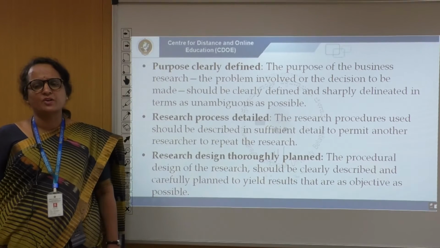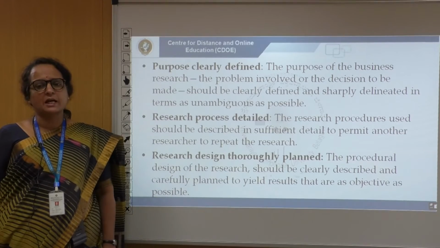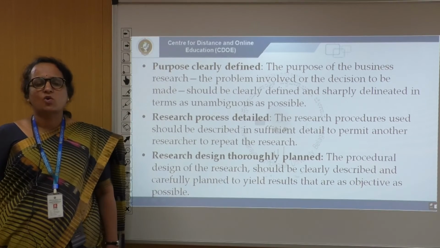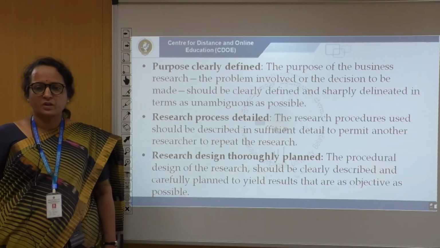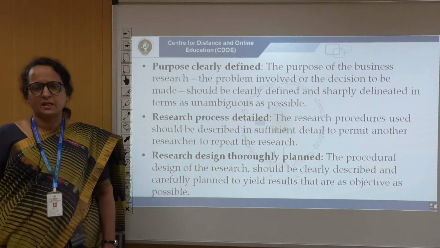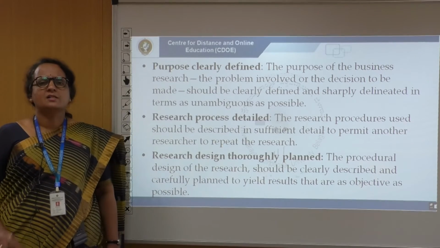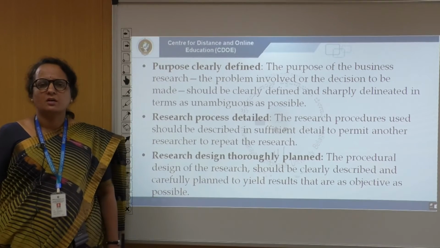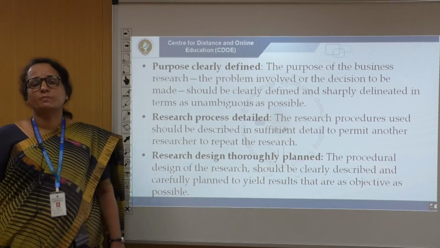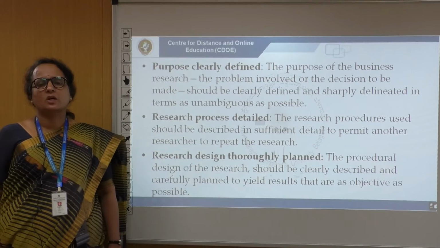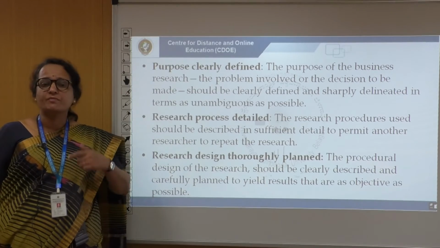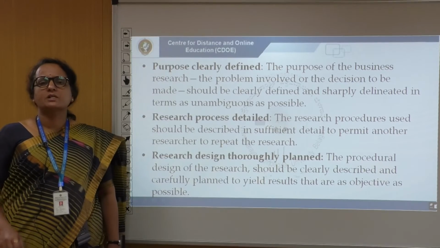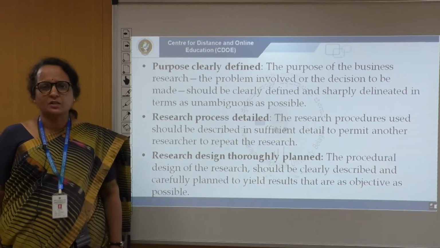The procedural design of the research should be clearly described, and it must be carefully planned to yield results that are as objective as possible. Research design also includes sample design. In sufficient detail, sample design must be specified: what is the sample size, the sampling unit, the sample area from where the samples will be chosen, the technique which will be used for collecting the sample, and the framework or document which is used for selecting the sample. Everything must be clearly specified in the research design.